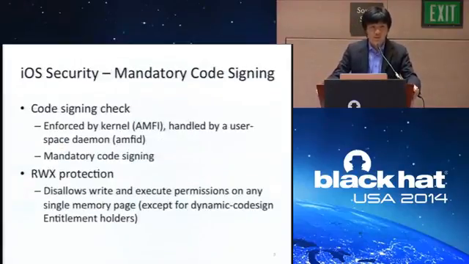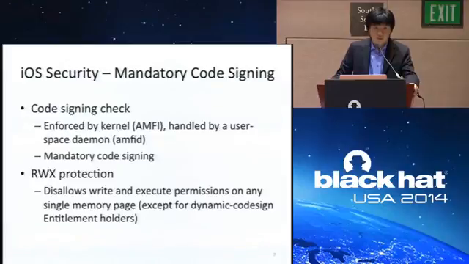This leads into the second security feature, which is mandatory code signing. This is a mandatory policy on the iOS platform. What this means is that code must have a correct signature in order for it to be installed and run. The enforcement is done by the kernel through something called the Apple Mobile File Integrity, or AMFI, which is a kernel extension. And then the code signing check is handled by another user space daemon called AMFID. This constitutes the mandatory code signing.